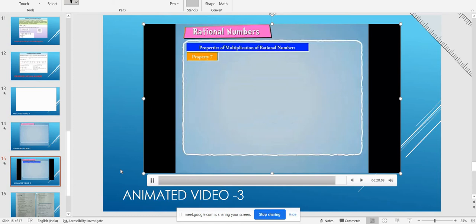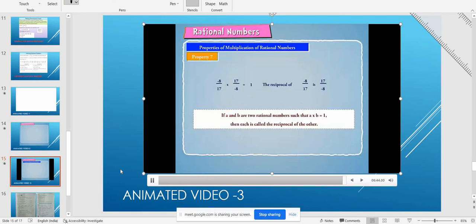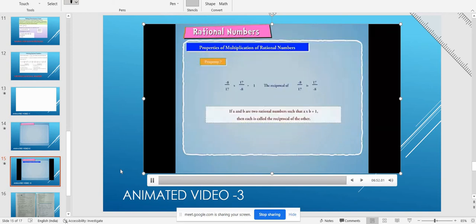Property 7. As we know that minus 8 by 17 into 17 by minus 8 is equal to 1, the reciprocal of minus 8 by 17 is 17 by minus 8. Thus, if a and b are two rational numbers such that a into b is equal to 1, then each is called the reciprocal of the other.